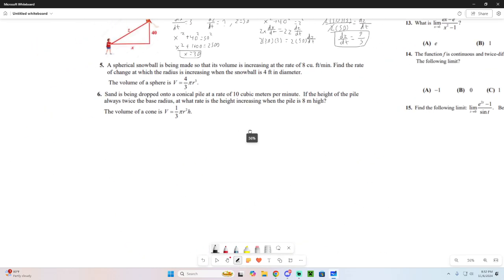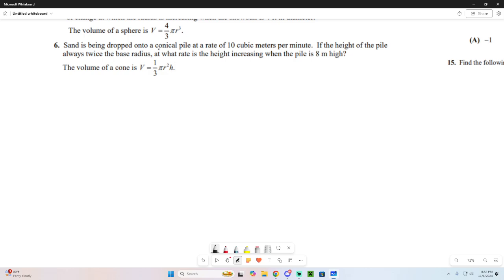Alright, number 6. Sand is being dropped in a conical pile at a rate of 10 cubic meters per minute. If the height of the pile is always twice the base radius, at what rate is the height increasing when the pile is 8 meters high? So let's break down what we got. Sand is being dropped at a rate of 10 cubic meters per second. That means the volume of the cone with the sand is increasing by 10.